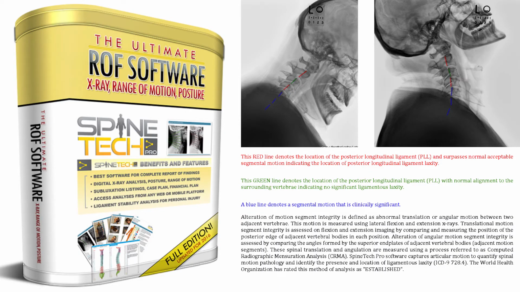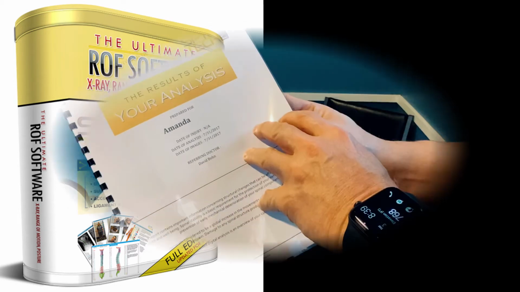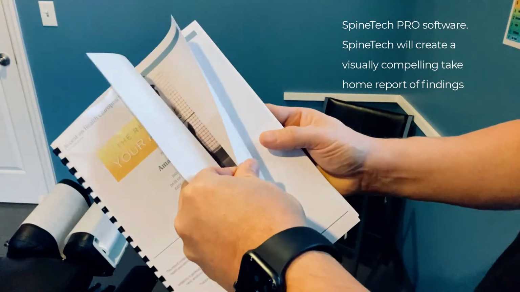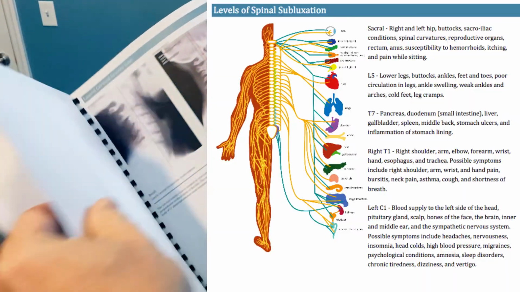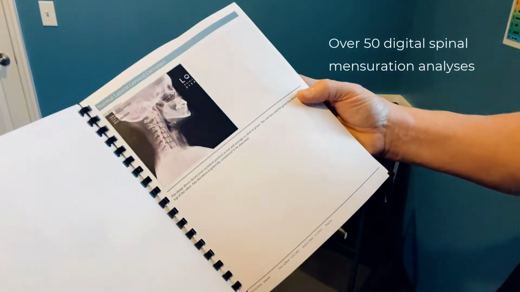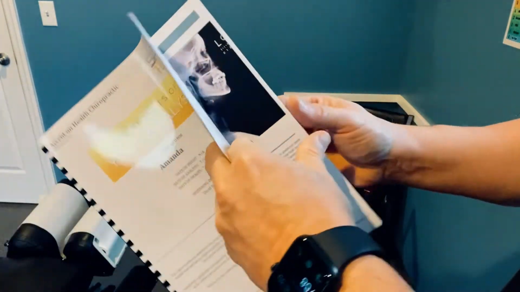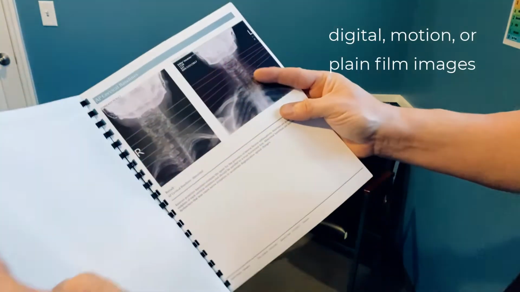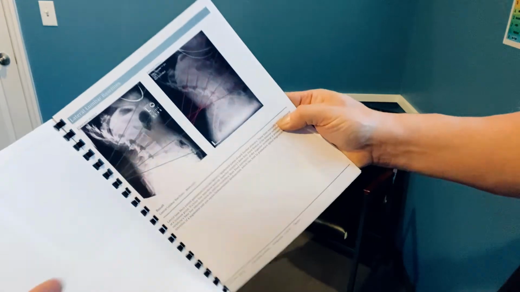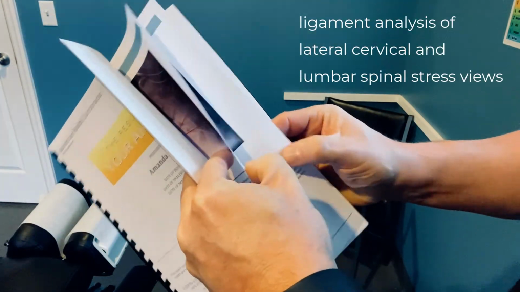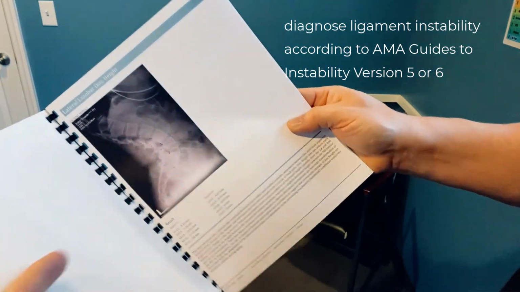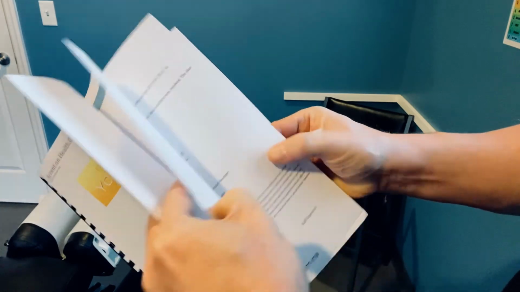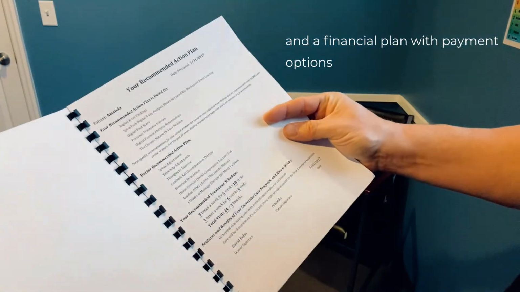You'll also have full access to SpineTech Pro software. SpineTech will create a visually compelling take-home report of findings, complete with cervical and lumbar range of motion, digital postural analysis, detailed spinal segmental listings, over 50 digital spinal mensuration analyses that can be performed on digital, motion, or plain film images. Ligament analysis is usable and accessible to perform on lateral, cervical, and lumbar stress views for analysis of ligament instability. Finish your report with a recommended action plan, or RAP, and a financial plan outlining your patient's financial responsibility and payment options.